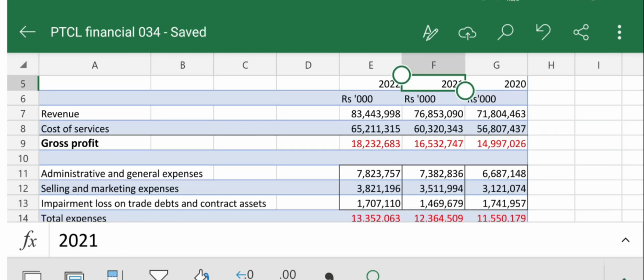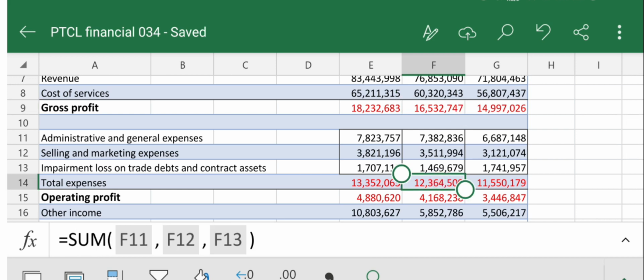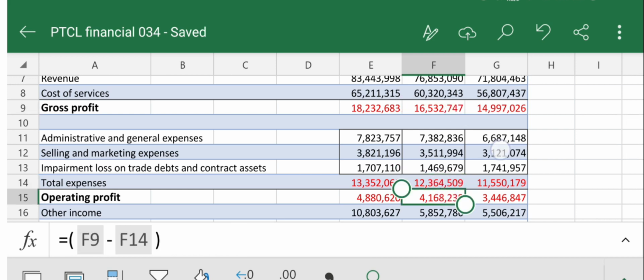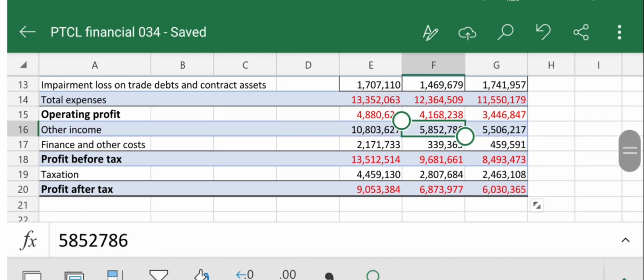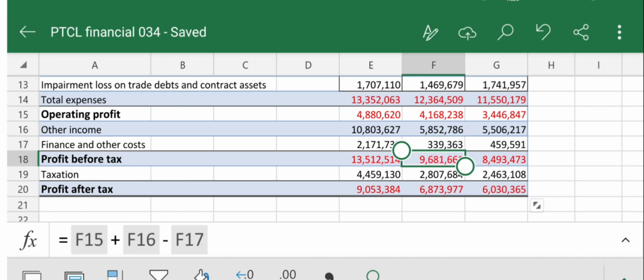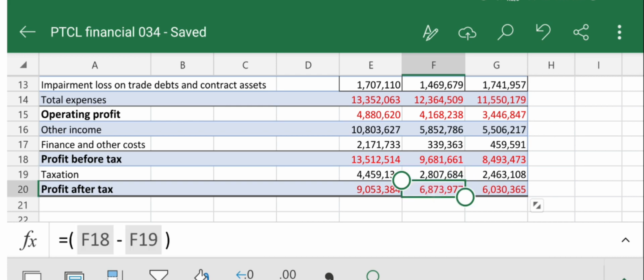Similarly, in 2021, we have revenue of 76 billion, then we minus the cost of service, then we have gross profit. Total expenses are subtracted from the gross profit, then we have our operating profit. After the operating profit, we add the other income and less the finance cost, then we have a profit before tax, and less the tax, and we have a profit after tax, also called net profit.